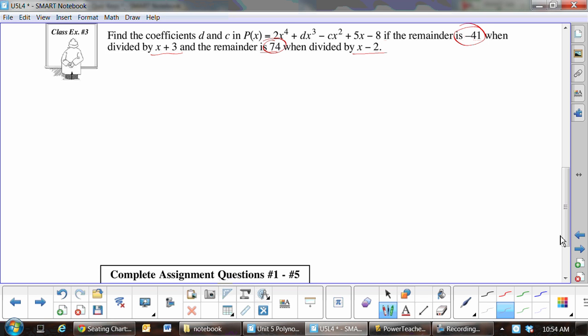So all you have to do is plug in, well, first of all, what should I plug in to get the negative 41? Negative 3. So I'm just going to go 2 times negative 3 to the 4 plus d times negative 3 to the 3 minus c times negative 3 squared plus 5 times negative 3 minus 8 equals negative 41. This is not a nice question.